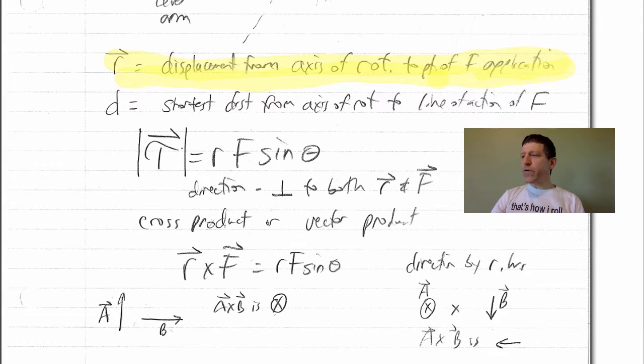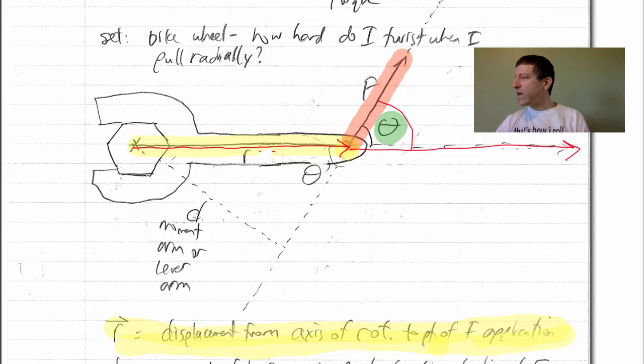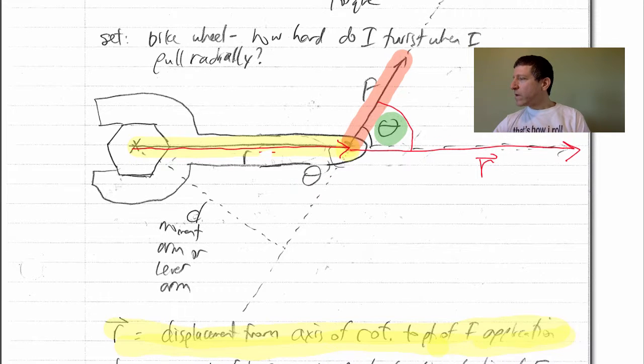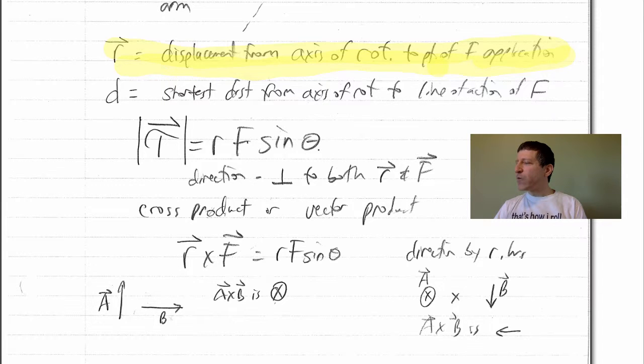The magnitude of the torque is R, the displacement from the axis of rotation to the point of force application, times the force itself, times the sine of the angle between them. And again, to figure out that angle, you do need to put the force and displacement vectors tail to tail to get that actual angle. So R times F times the sine of the angle between them.